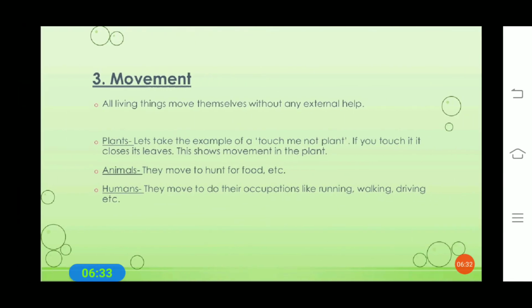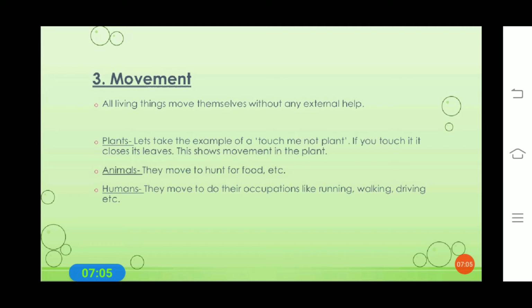Next, what? Movement. Another characteristic of a living being is movement. All living things move themselves without any external help. Plants, let's take the example of a touch-me-not plant. If you touch it, it closes its leaves, which shows movement in the plant. Of course, plants generally cannot move, but rarely we can see some movement by touching.